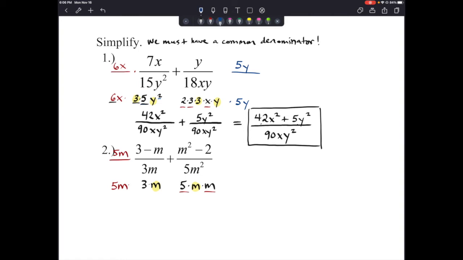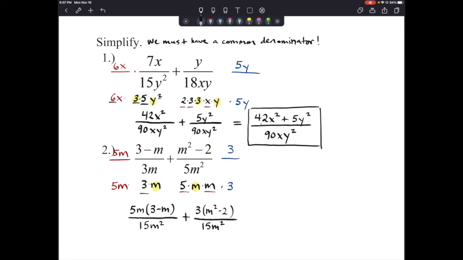And then the right fraction is going to need to be multiplied by that 3. So if we do it on the bottom, we also have to do it on the top. So where are we at here? Well, we've got 5m times the quantity of 3 minus m over 15m squared plus, we have a 3 times the quantity of m squared minus 2 all over 15m squared.